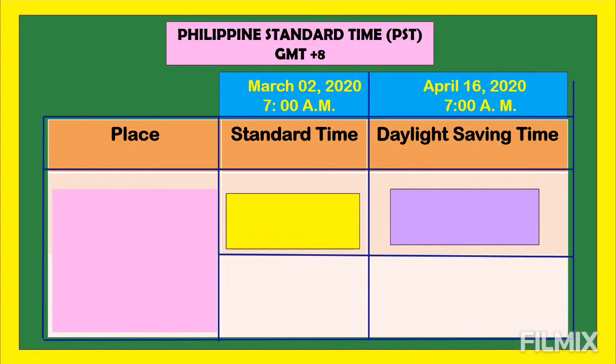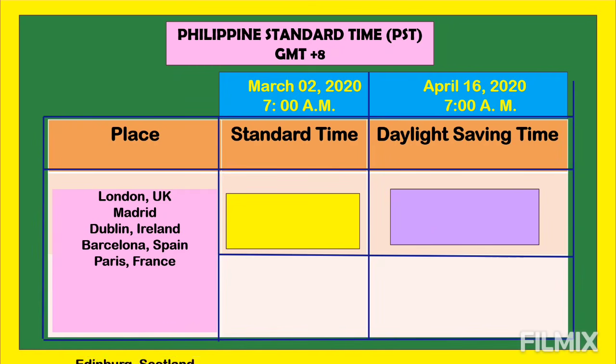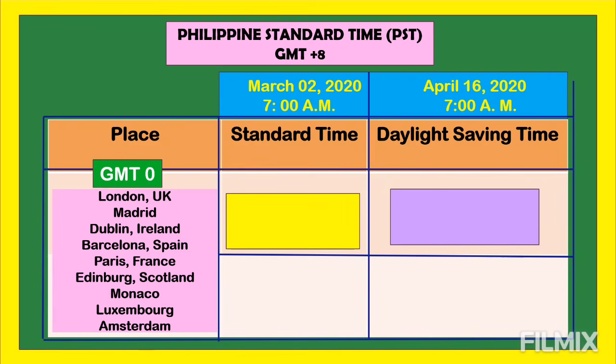Okay guys, we know already the 12-hour clock and the 24-hour clock. And now it's time for us to convert Philippine time to the other times around the world. Let's start first with the time from London, UK, Madrid, Dublin, Ireland, Barcelona, Spain, Paris, France, Edinburgh, Scotland, Monaco, Luxembourg, and Amsterdam. If you have friends or relatives there, their time zone is equal to GMT 0. So the time difference between the Philippines and these places is equal to 8 hours.